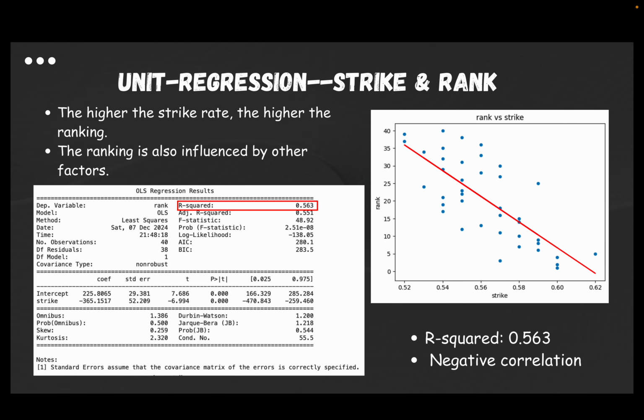The strike rate has the strongest correlation with rank, at 56.3%, showing that a higher strike rate generally leads to a better ranking. However, other factors likely influence the ranking as well.